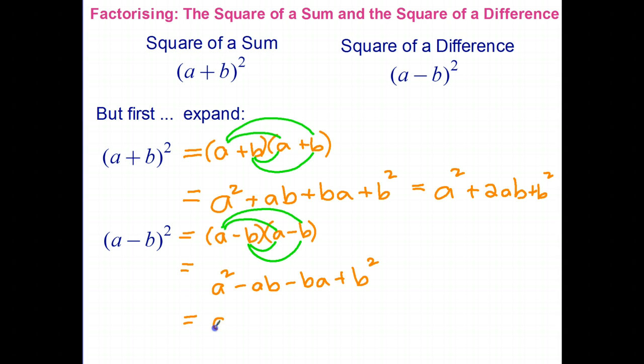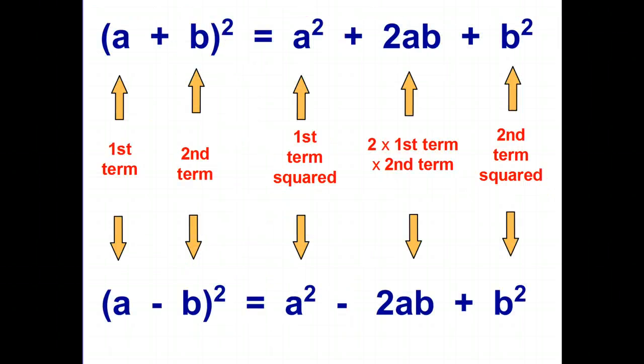Okay, let's simplify that. a squared minus ab minus ab, since ba can be rewritten as ab, gives us minus 2ab and plus b squared. So the second pattern, called the square of a difference, is a minus b all squared can be expanded to be a squared take 2ab plus b squared. So those are the two patterns. Let's quickly practice that before we go the other way and factorize.